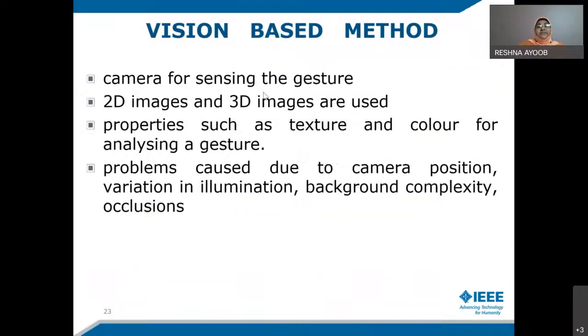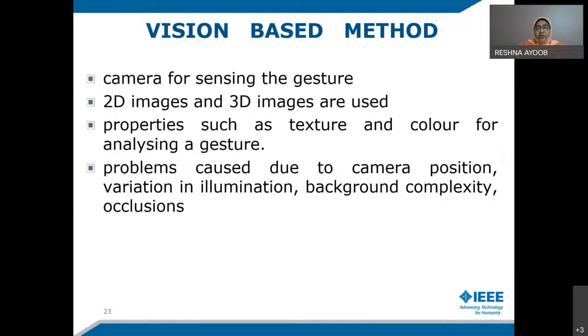So in order to avoid that, a vision-based method, a computer vision-based method, is used, and it uses a camera for gesture recognition. Vision-based devices can handle properties such as texture and color for analyzing a gesture. We can find the hand. We can segment the hand with respect to the skin color and the texture.